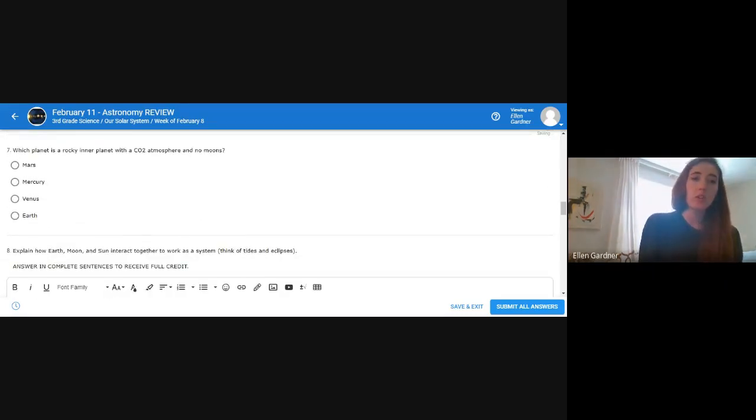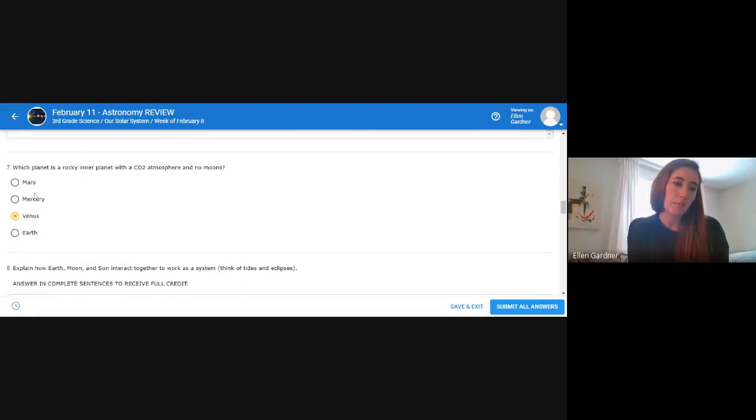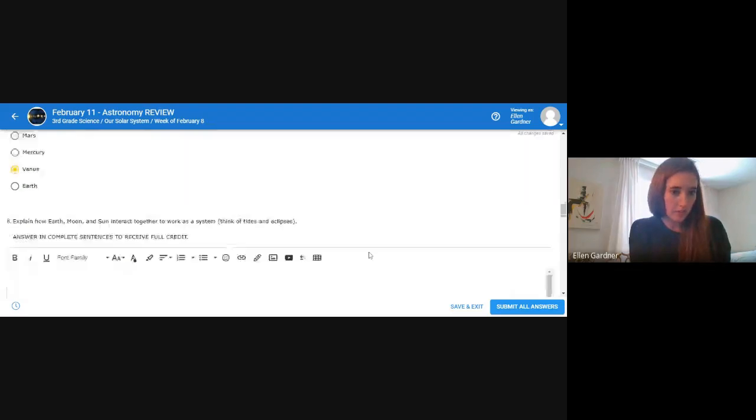Next, which planet is a rocky inner planet with a CO2, which is carbon dioxide atmosphere, and no moons? Which one has no moons? This one should be Venus. I was having to look up because I get Mercury and Venus, their atmospheres mixed up. So I was double checking that one.